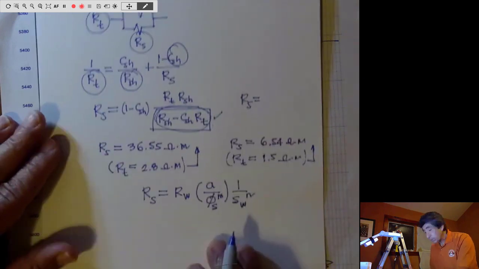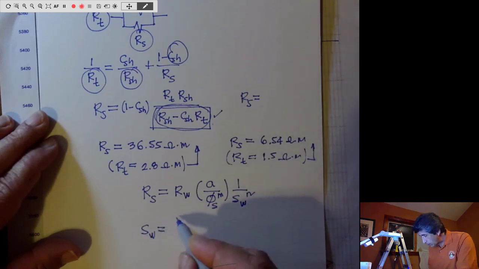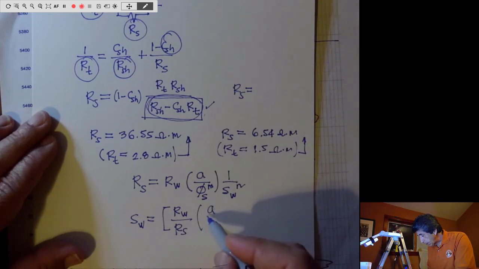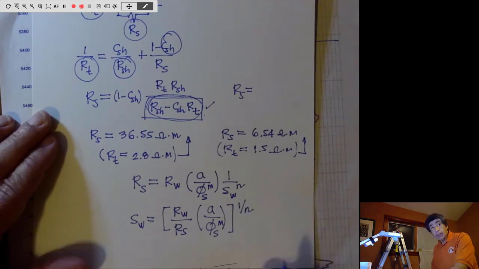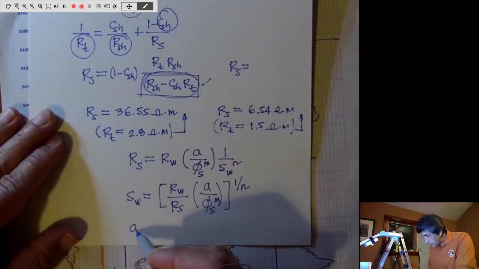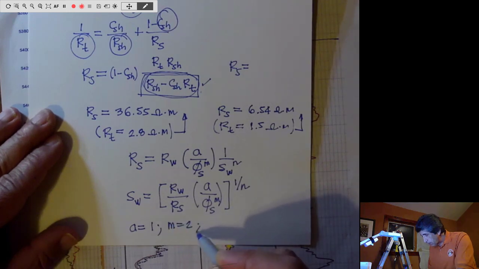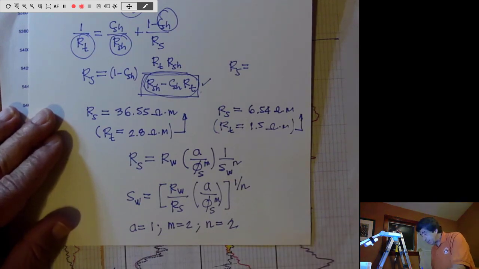And then from here, we of course know that SW becomes equal to RW divided by R sand, multiplied by a formation factor of the sandstone layers, 1 over N. In this example, this handout, just to simplify matters, we have assumed that A equals 1, M equals 2, and N equals 2. That can be applied for the sandstone layers.